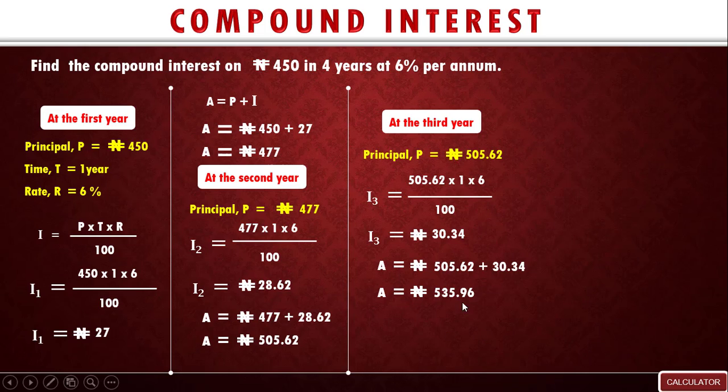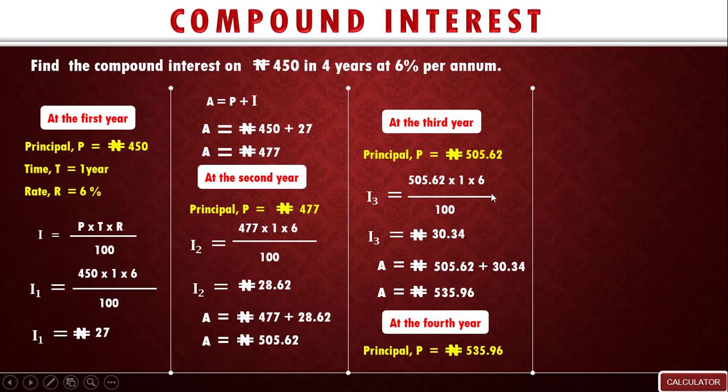So all we need to do now is to invest this amount at the 4th year. At the 4th year, this amount will become our new principal. So our principal at the 4th year is 535.96. You remember that at the 4th year, our time will still be 1 year and our rate will still be 6%. So let's apply the formula. The interest here will be I4, and then we have I4 equals 535.96 times 1 times 6 all over 100. Still we use this formula. Then let's use our calculator to solve this.